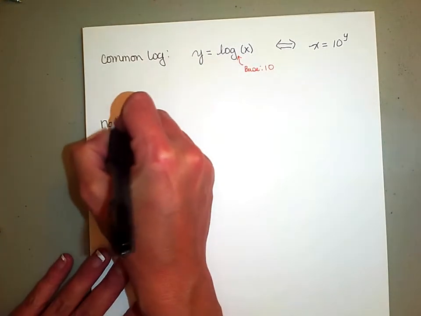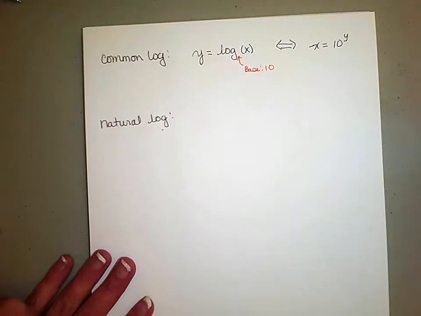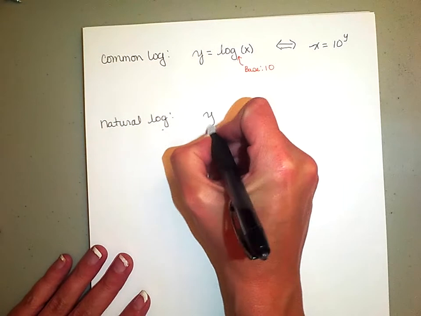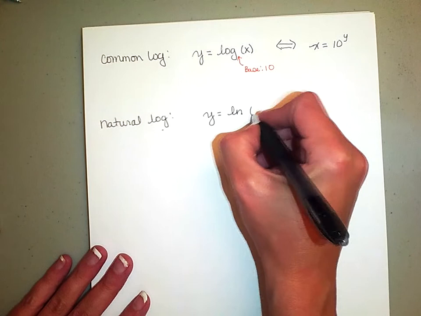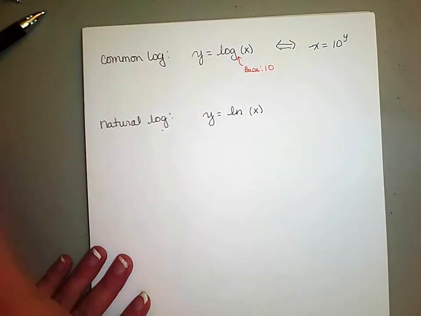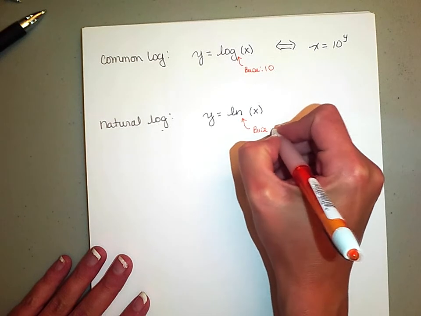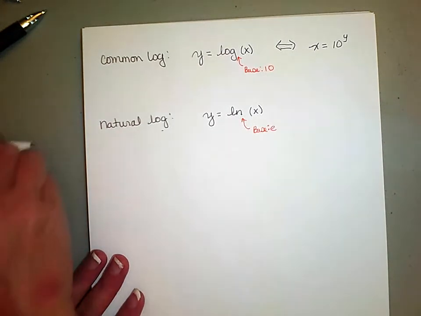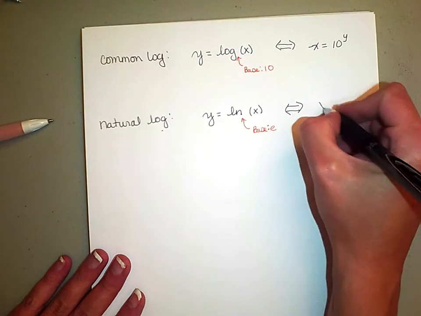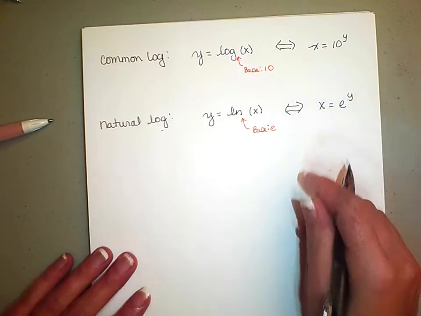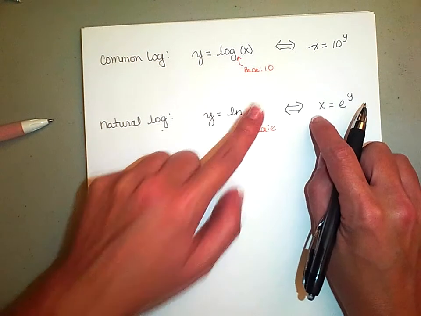Another one's the natural log, and this occurs in nature and in many different applications. So we usually write that as y is equal to ln. It's read the natural log of x. And we understand here that the base is e, that number that we came up with last time. And so the exponential form of this is x is equal to e to the y. So e to the y is equal to x.